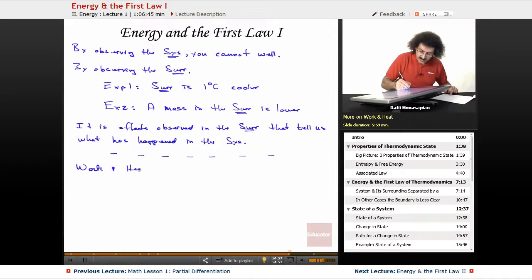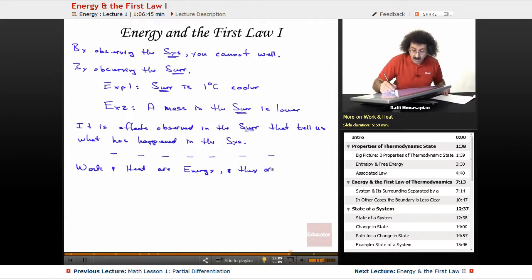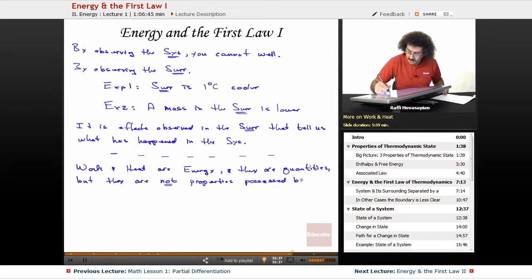Now, work and heat, they are energy. And they are quantities, as we said. Algebraic quantities. They're positive or negative depending on the direction of flow. But they are not properties possessed by a system. They are processes by which energy is transferred.